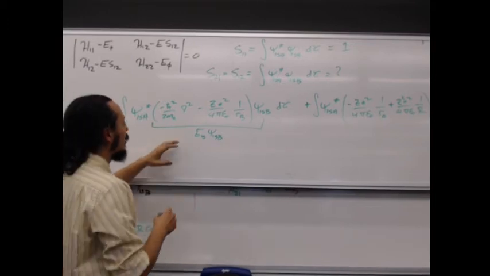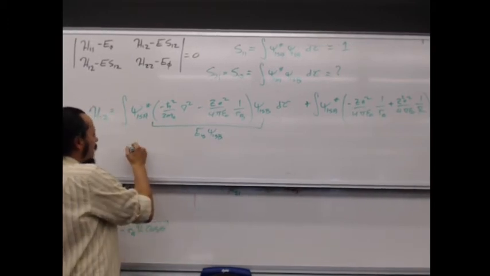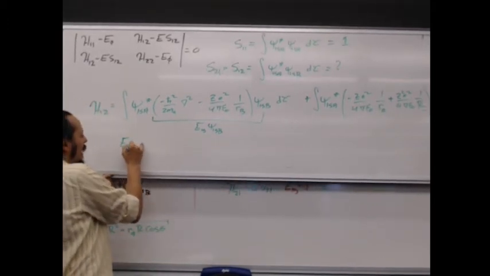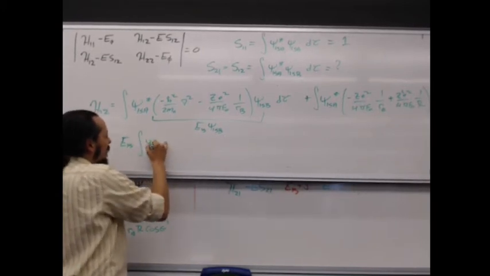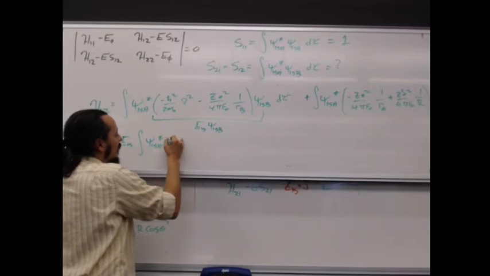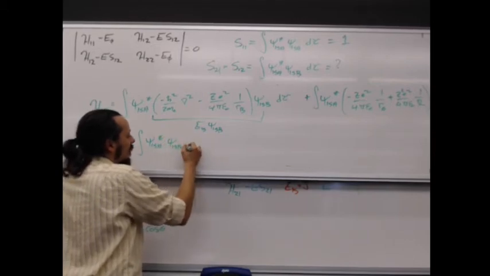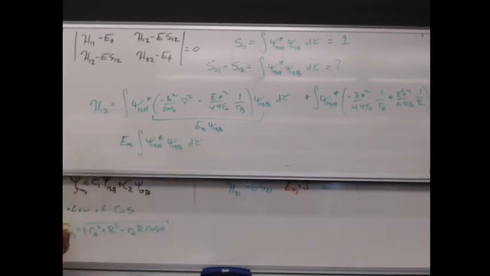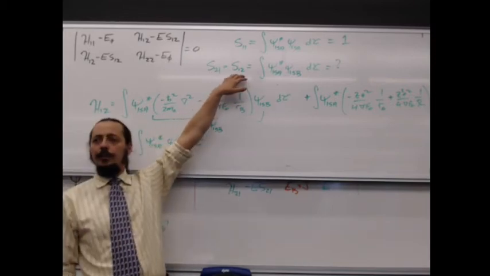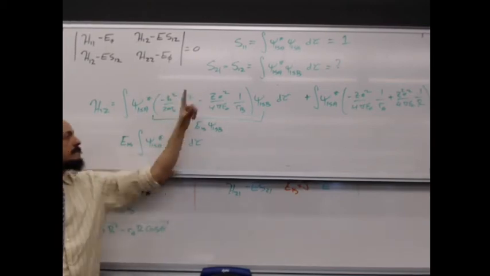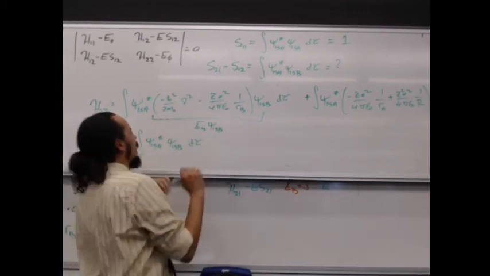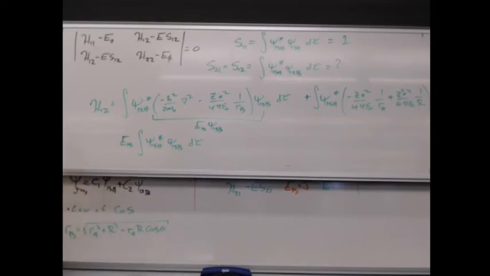This part essentially simplifies down to be an E1s integral psi 1s a star psi 1s b d tau, which is just S12. We get S12 back out after we do this operation. So the first part's not that bad.